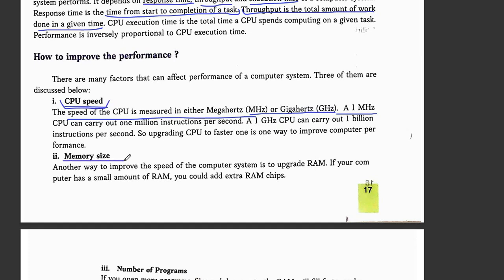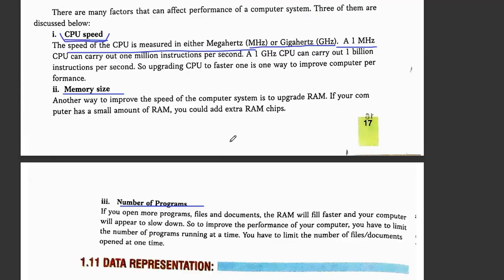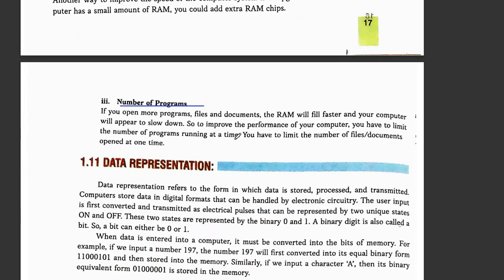Then memory size. If your memory is low, suppose your RAM is low, then your mobile or the computer will run slower. Then the number of programs that are being executed or that are being installed in the computer or the mobile also affects the speed of the computer.